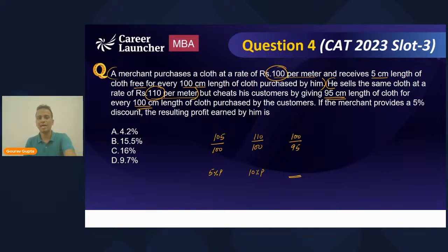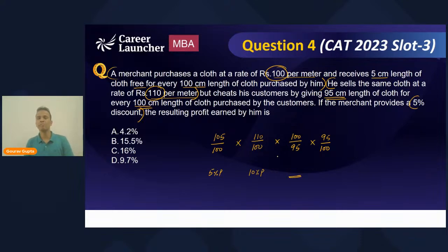Clear? Now, at the end, he provides a 5% discount. That will be counted as a loss. So that means article of rupees 100 is selling at rupees 95. Cost price is 100, selling price is 95. So the effect will be, the factor will be 95 upon 100. So I have written all these four factors one after the other. Okay. The combined effect will be the product of all these.